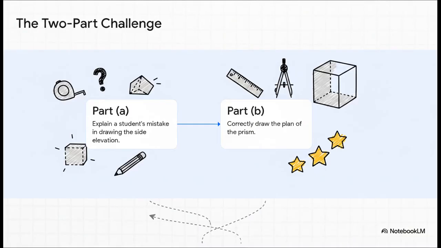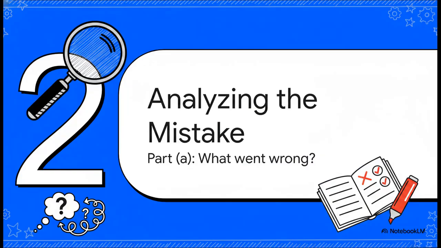So, what are we actually being asked to do? Well, it's a 2-part challenge. First, we have to explain a student's mistake. Then we have to correctly draw the plan of the prism. Got to do both to get those full marks. Okay, let's start with Part A, analyzing Rana's mistake. This is where we really put on our examiner's hat.